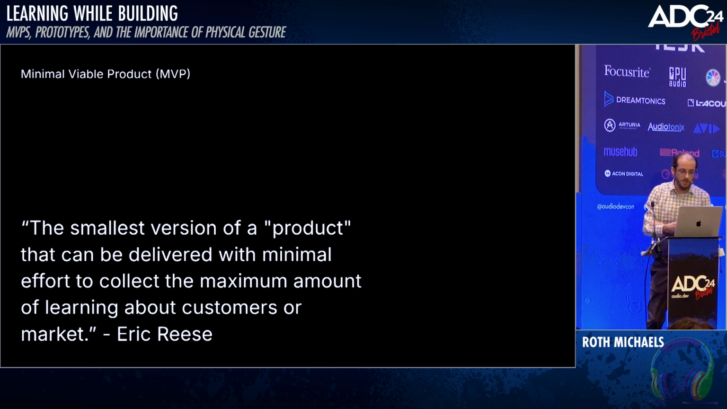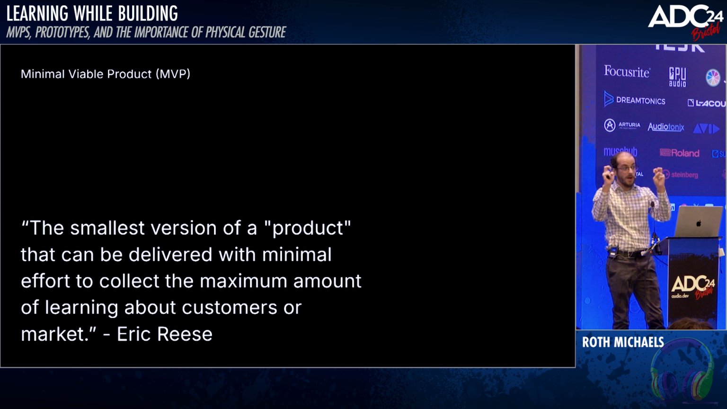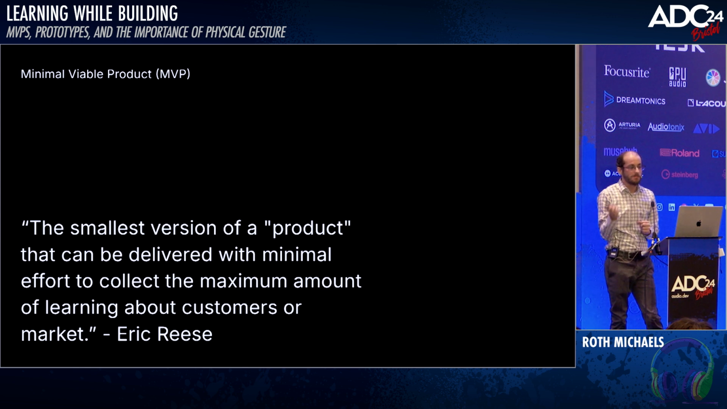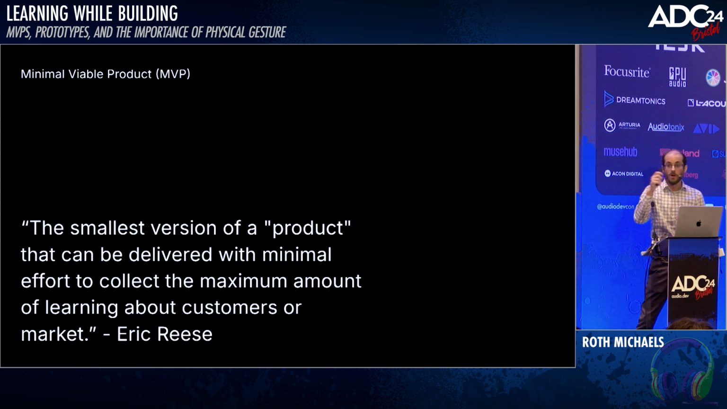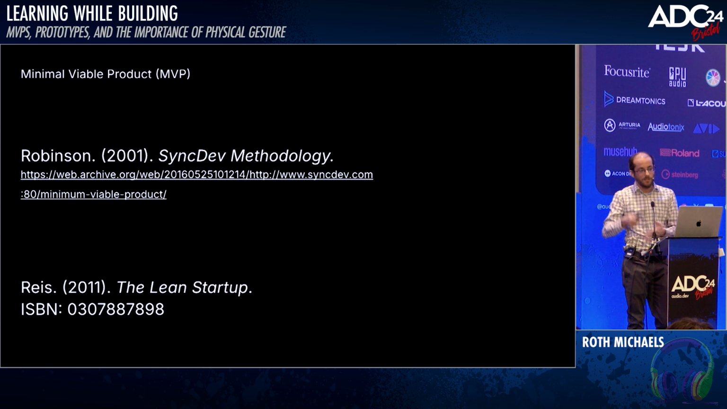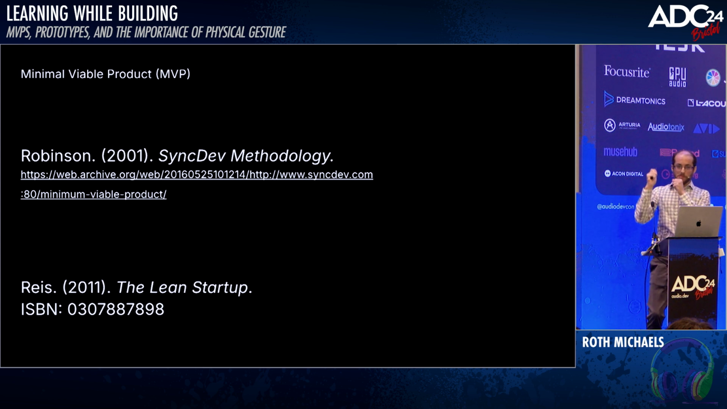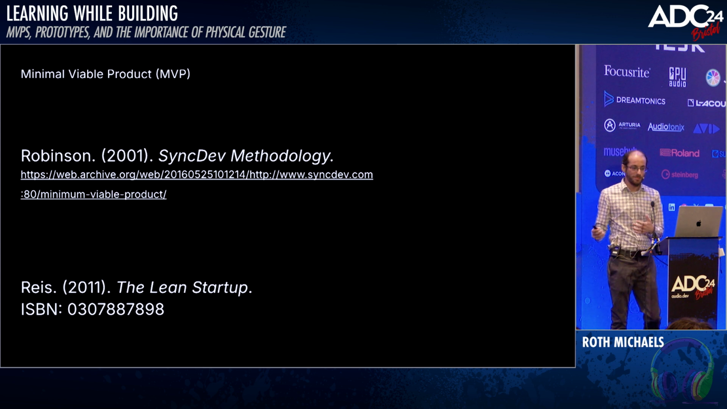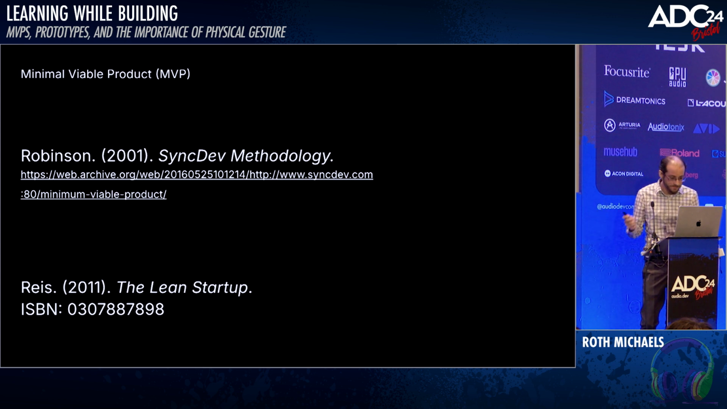I think it came from the game industry, but I like this definition from Eric Ries, the author of The Lean Startup, that an MVP is the smallest version of a product. So it's not actually a product necessarily, that can be delivered with minimal effort to collect maximum amount of learning about customers or a market. And this is coming from both Lean Startup and Sync Dev methodology. We're some of the first people throwing this term MVP around. They both agree on this term. I think it's super useful. Please take this back to your companies and don't just mean MVP is the thing we're going to ship, because just call that your to-do list.